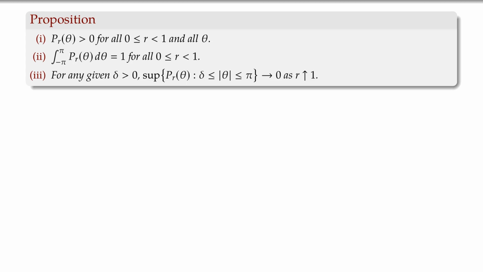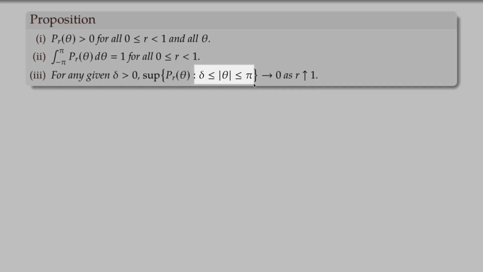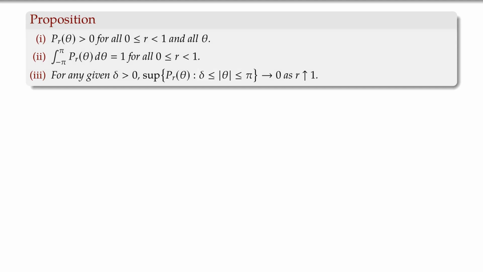So for any fixed delta, if we look at the thetas in these two ranges, and we look at the maximum of the Poisson kernel over these two ranges, it will go to 0 as r goes to 1, right? So for fixed delta, for theta in the two intervals, the supremum of the Poisson kernel goes to 0. Of course, the infimum is 0, because it's always positive, right?